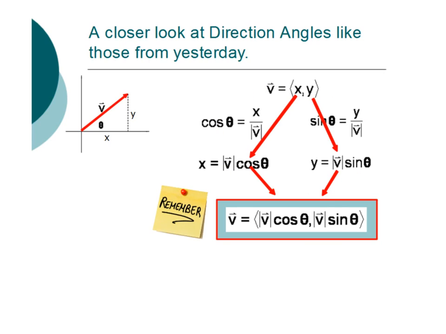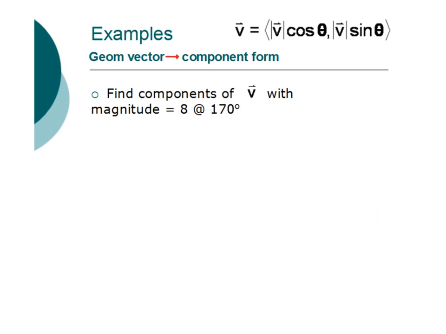What this means is I could take those geometric vectors that we were drawing out on day one, where I gave you the angle and the magnitude, and we could very quickly take those two pieces of information and turn them into a vector in component form. That's kind of where we're headed. Let's do one of them.